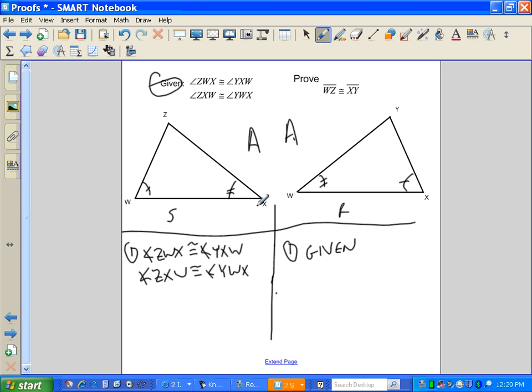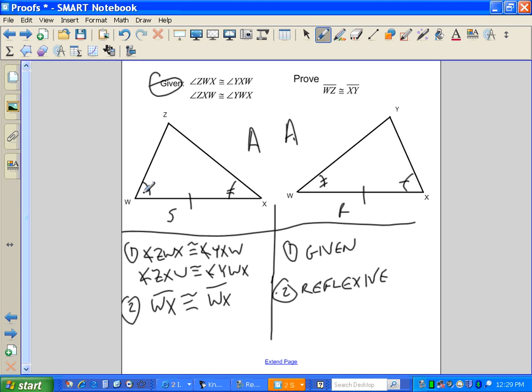So this side WX, remember back when we were talking about common sides and common angles, and you can look at the picture you have, it's in both triangles. So WX and WX are congruent to themselves. So statement number 2 is WX is congruent to WX. And the reason is reflexive. It's the same thing. That's basically geometry speak for, hey, it's the same side. Of course it's equal to itself.